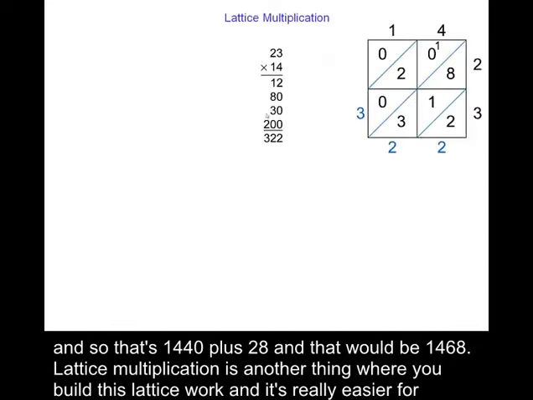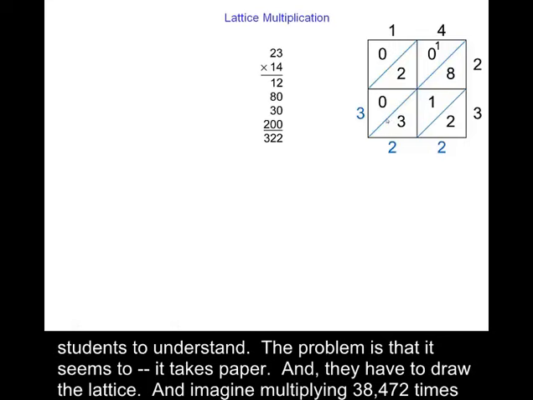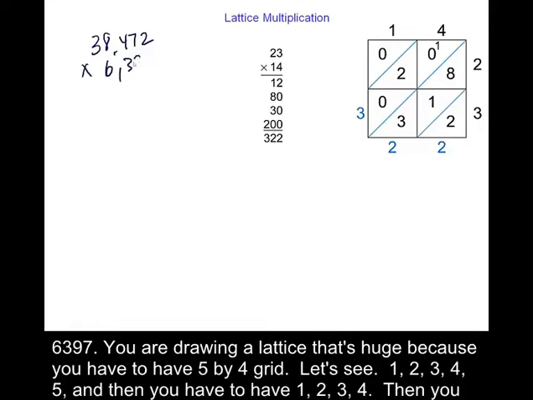Lattice multiplication is another thing where you build this lattice work, and it's really easier for students to understand. The problem is it takes paper, and they have to draw the lattice. And imagine multiplying 38,472 times 6,397. You're drawing a lattice that's huge because you have to have a 5 by 4 grid.